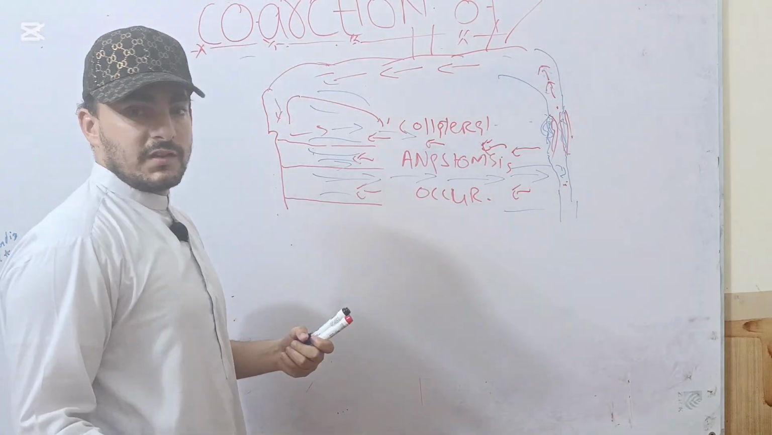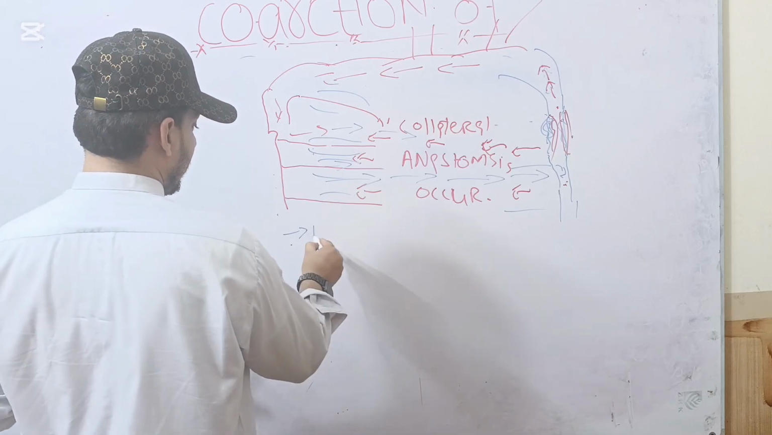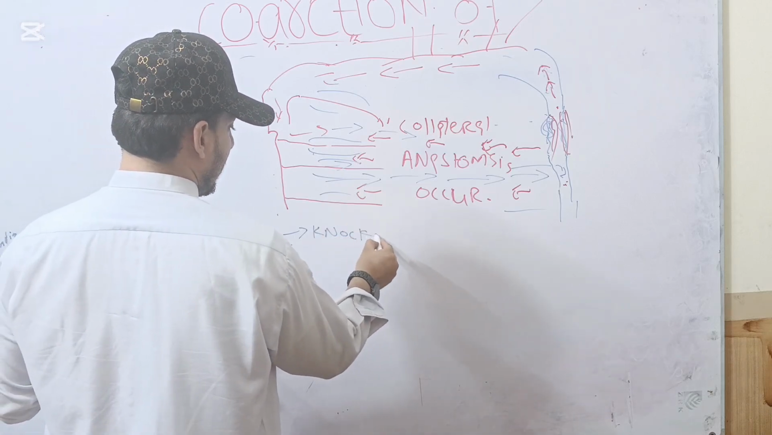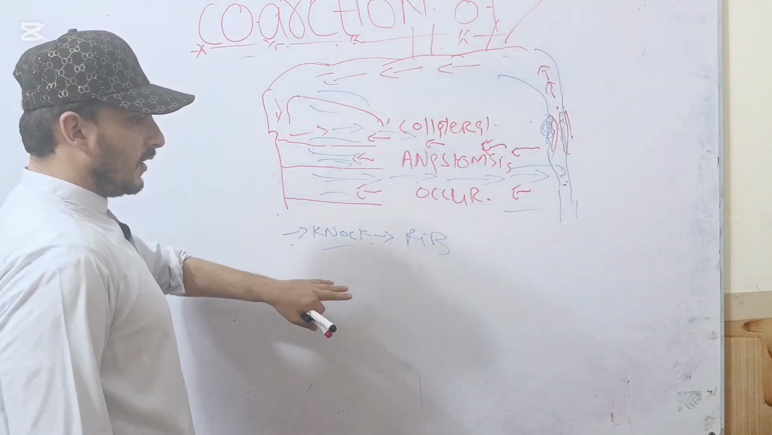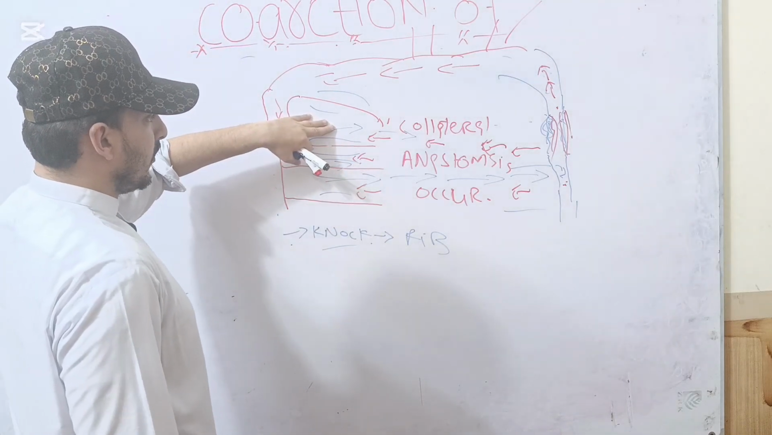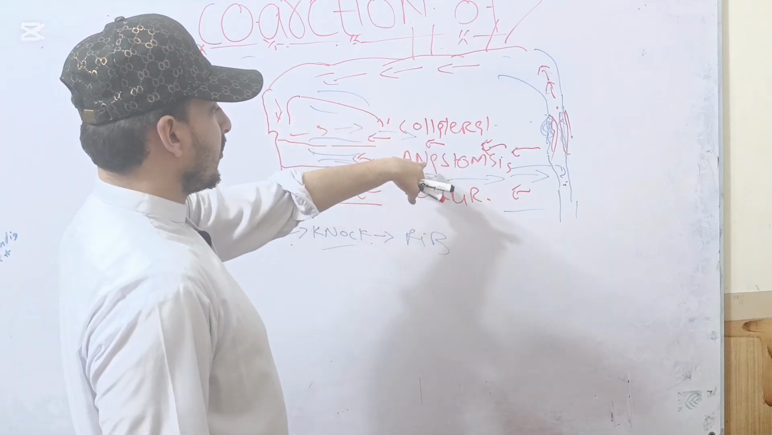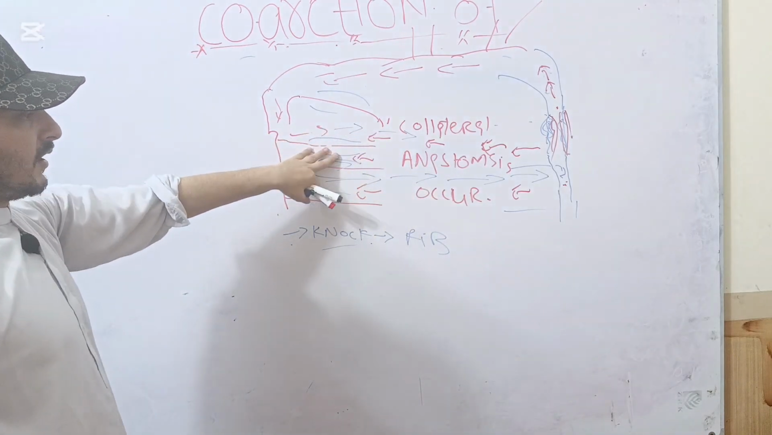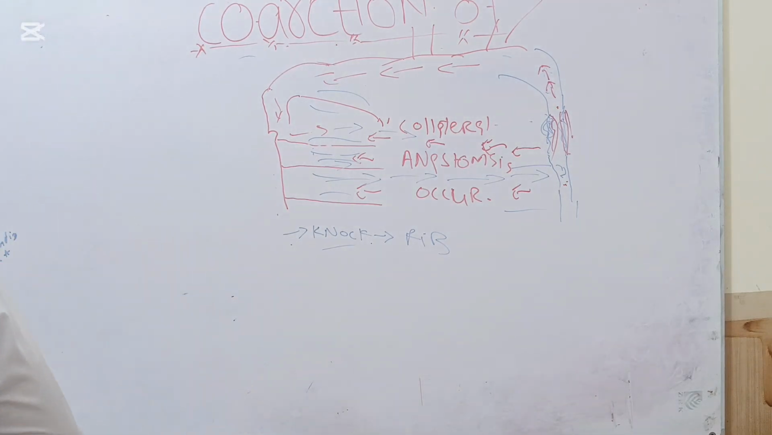So in the X-ray we see that there is enlargement of the arteries, and they knock the rib. If we find there is rib knocking, in coarctation of the aorta we find that there is rib notching. So here is another point.